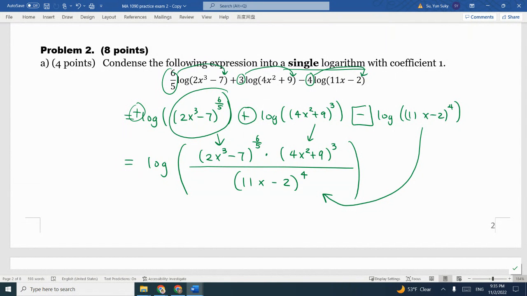Typical mistake is a student might put the log here, the log here, the log here. No, we only have a single log. Really, a single log. You only see log one time, and then everything else is inside the big parentheses. So this is how to condense the expression into a single log. If you can understand that, could you type A in the chat?